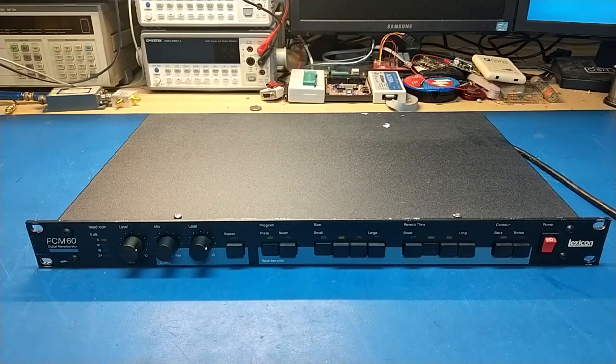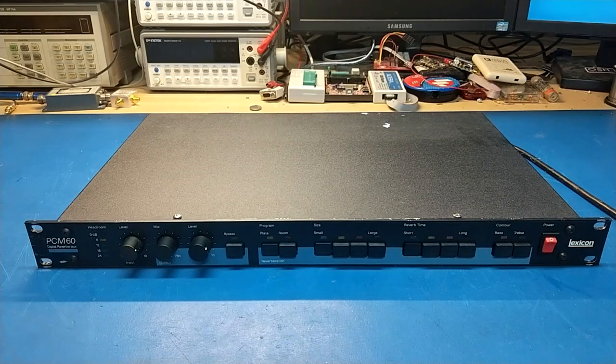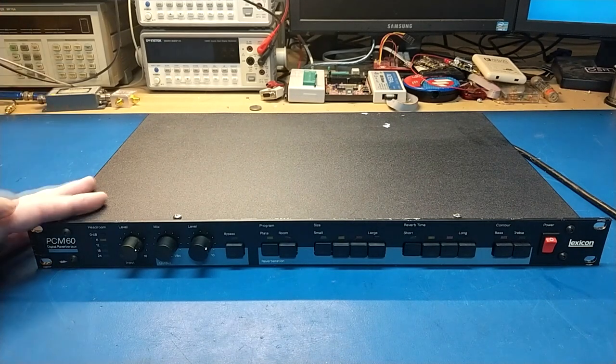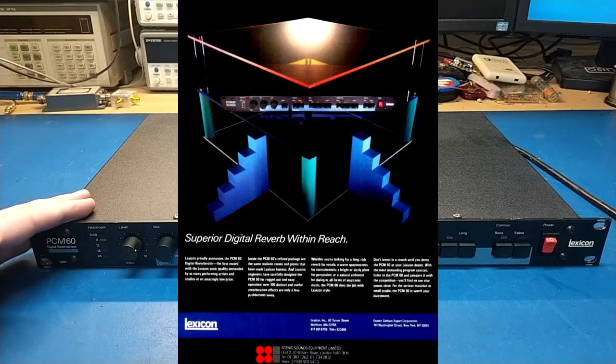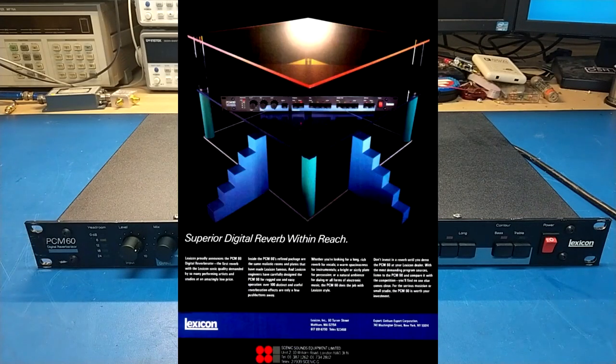Hey everyone, today we are going to be looking at a Lexicon PCM60 reverb unit. So the PCM60 was Lexicon's first, I believe, 1U rack unit that was available for studio or consumer use. Previous to this, they had the classic 224 and later the 480, which were both extremely expensive and also big units. The PCM60 is, from my understanding, based on the 224 algorithms.